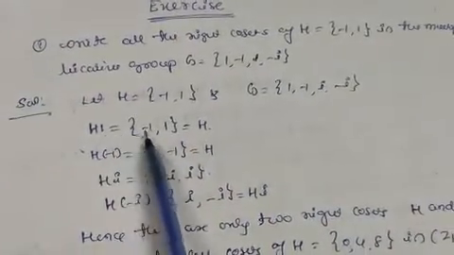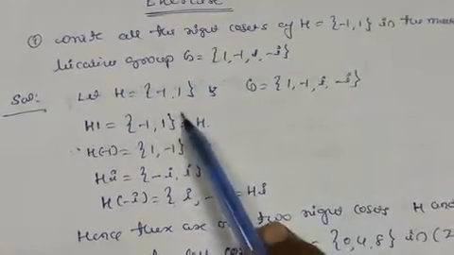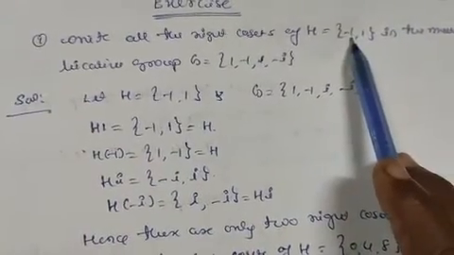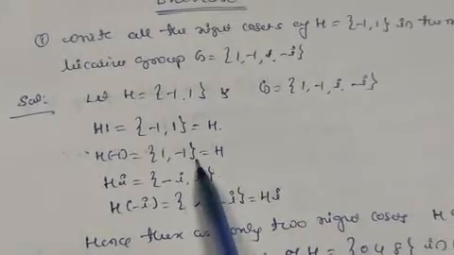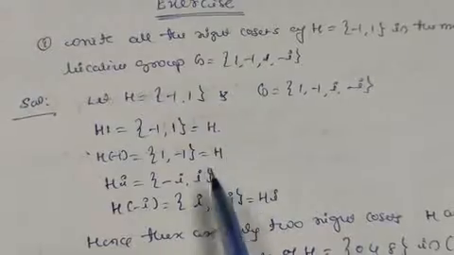So H into 1 is, multiply here, 1 into 1 is 1, -1 into 1 is -1. This is the same as H. H into -1: multiply all the elements of H by -1. So -1 into -1 is plus 1 and 1 into -1 is -1. It is again H only. Only the elements are interchanged but the set is the same. So we can take this one as H only.